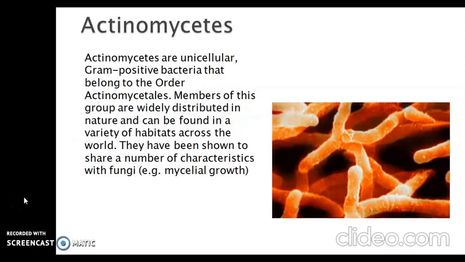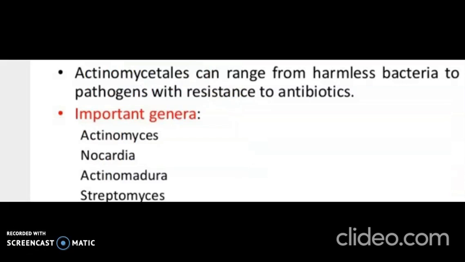Actinomycetes. Actinomycetes are unicellular gram-positive bacteria that belong to the order Actinomycetales. Members of this group are widely distributed in nature and can be found in a variety of habitats across the world. They have been shown to share a number of characteristics with fungi, for example, the mycelial growth. Actinomycetes can range from harmless bacteria to pathogens with resistance to antibiotics. The important genera include Actinomyces, Nocardia, Actinomadura, and Streptomyces.